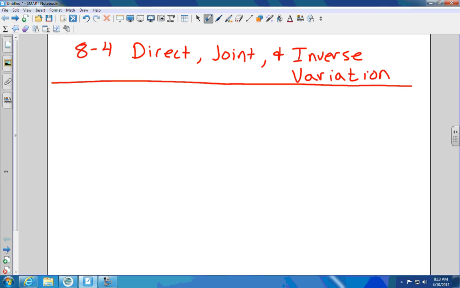Talking about variation today. I don't know why they put this section in the middle of chapter 8. It's totally unrelated, or pretty much unrelated to anything that we've done in this chapter. So it's a good opportunity. There's only 4 sections on this test. So again, this one's totally unrelated.